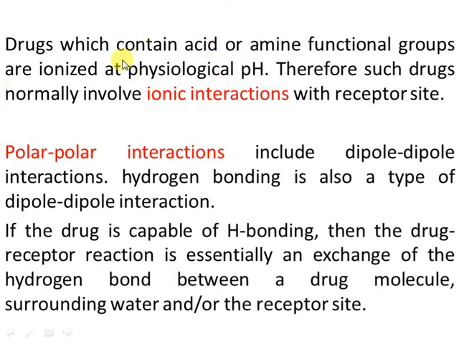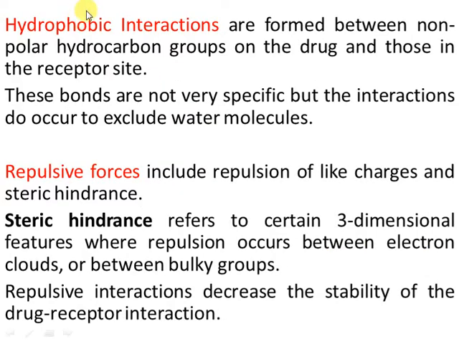Then we have polar-polar interactions. Polar-polar interactions include dipole-dipole interactions. Right, so hydrogen bonding is also a type of dipole-dipole interaction. So if your drug has a hydrogen bond, then it can form hydrogen bonds with the receptor. Right, and it can also involve the exchange of hydrogen bonds between the drug molecule, water, and the receptor site. Right, so by seeing the structure, you can predict which type of interactions the drug can have with the receptor molecule.